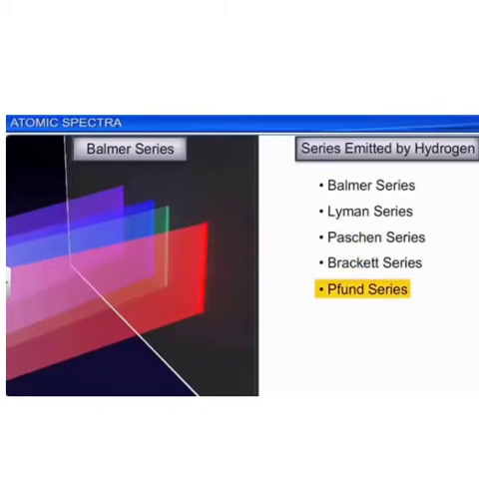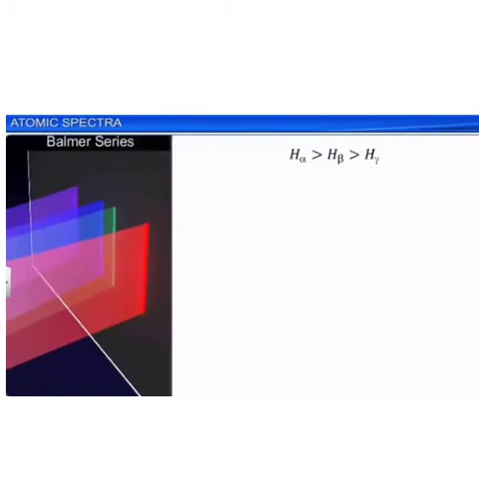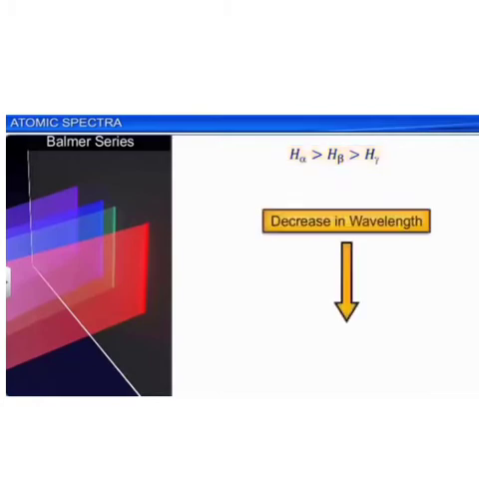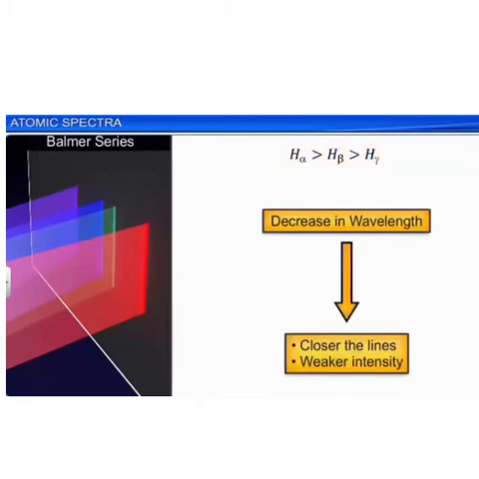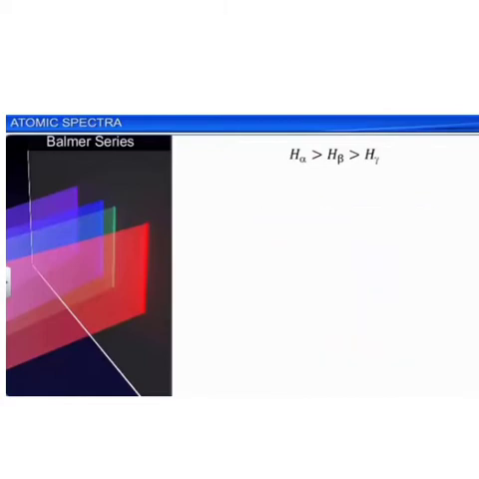Let us look at the lines emitted as part of the Balmer series. The line with largest wavelength in the series is called H alpha, then followed by H beta, H gamma, and so on in the descending order of wavelengths. As the wavelength decreases, the lines appear closer and weaker in intensity. The Balmer series lies in the visible region. Now, let us look at the H alpha line of the Balmer series. Balmer gave a simple empirical formula which these wavelengths follow.